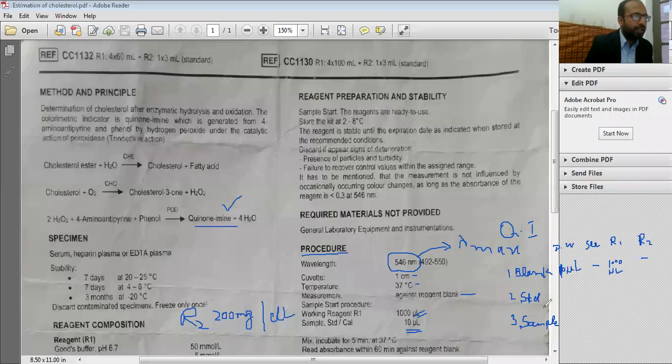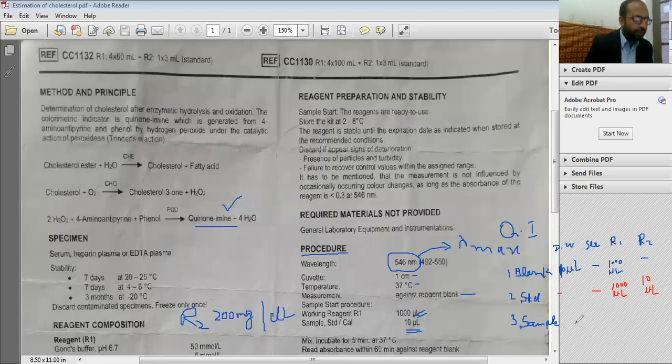Now in the standard test tube, you will add no distilled water. In the standard test tube, no serum. In the standard test tube, you will add 1000 microliter R1 reagent, and you will add 10 microliter standard, that is R2.